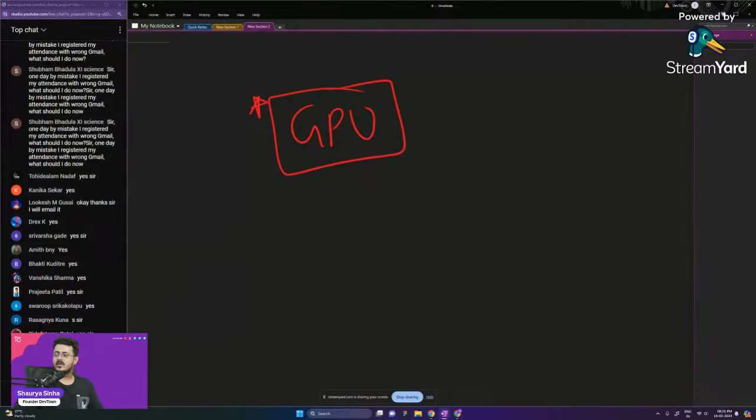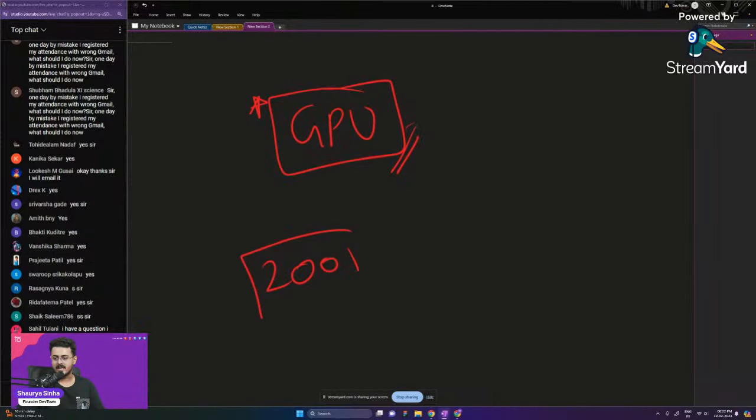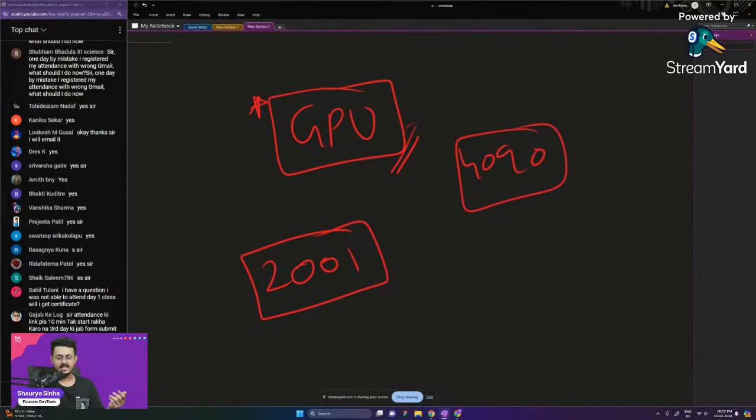Right over here, that is the point of having a very good GPU. GPUs to a very good extent started coming out in 2001, and right now they have become very, very efficient. You have very powerful GPUs available to you as well, for example the 4090, RTX, whatever the case is. But these are also very low-end GPUs.